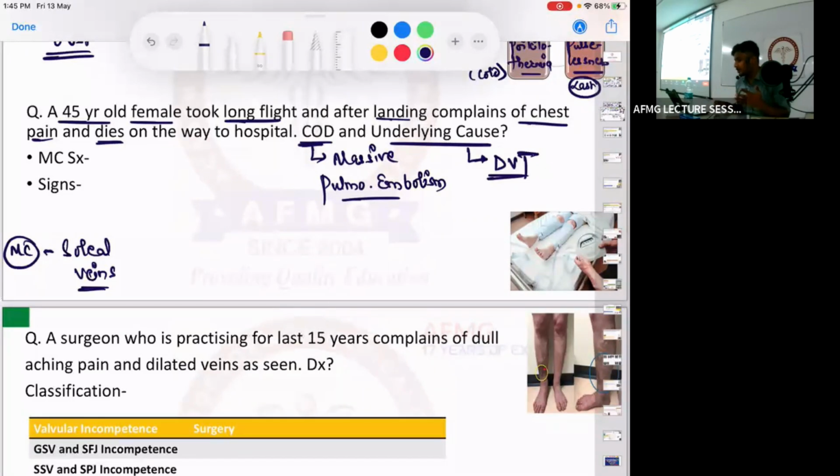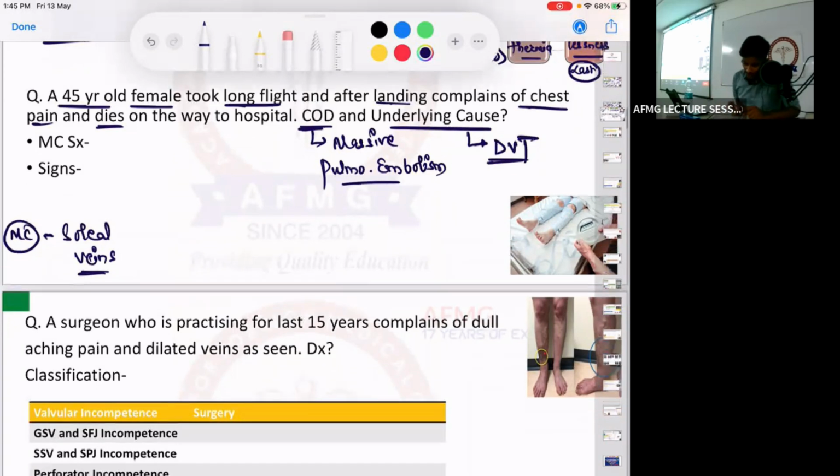And why does this thrombus formation occur? The classical triad of Virchow is responsible for thrombosis. First is hypercoagulability. Second is slow or altered blood flow, or stasis of blood. And third is endothelial injury. Most important is endothelial injury. Important from pathology. Okay? So that is the most common cause of deep venous thrombosis. If a patient of deep venous thrombosis has prolonged immobilization, then it will cause what?